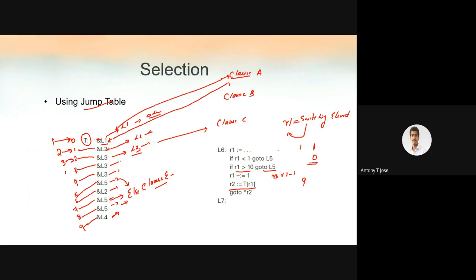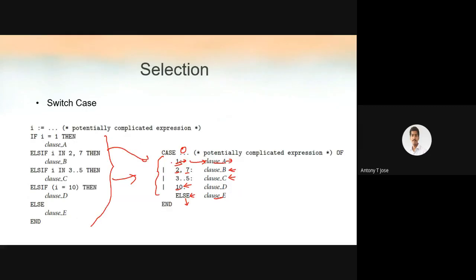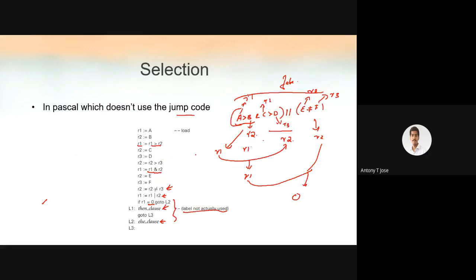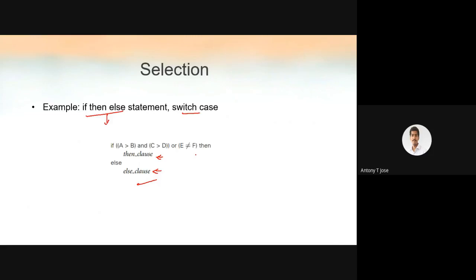If the value is 4, it is decremented to 3. You can see that for 3 to 5, you need to execute the same code, clause C. So for 1, you will be executing clause A. For 2 and 7, you will be using clause B.